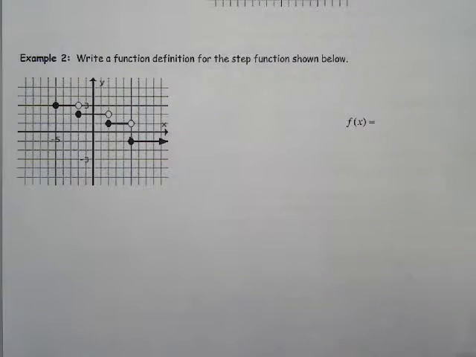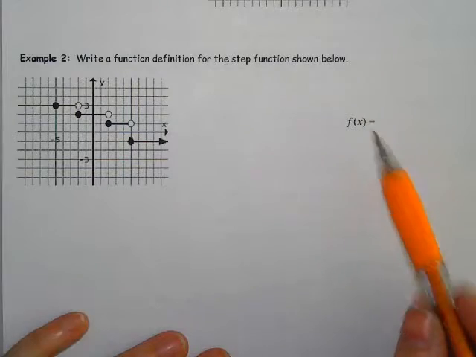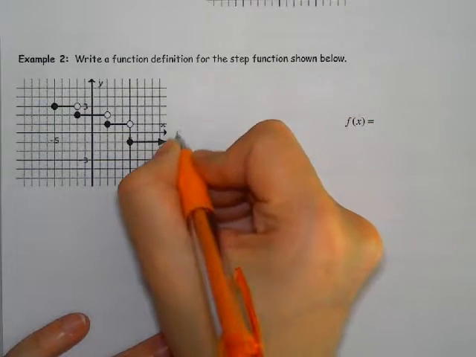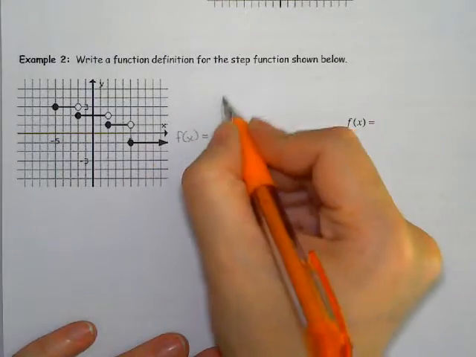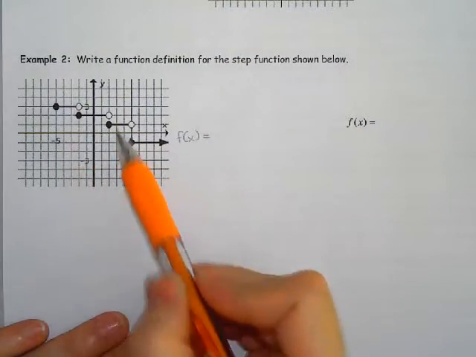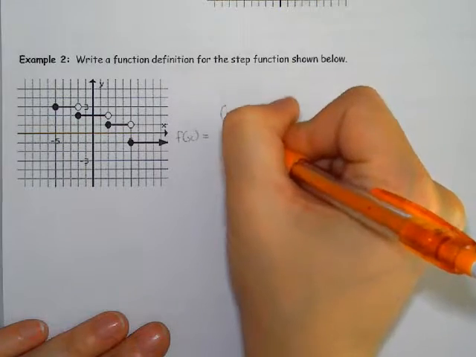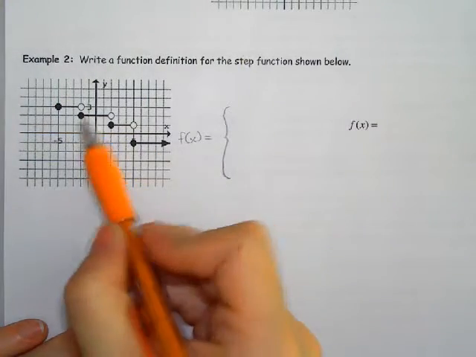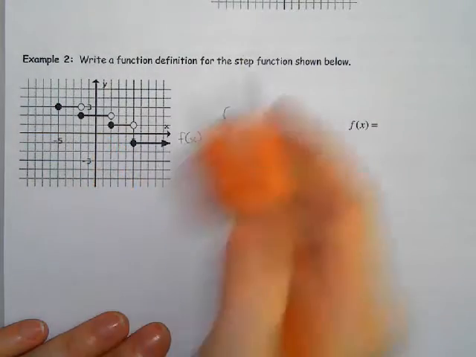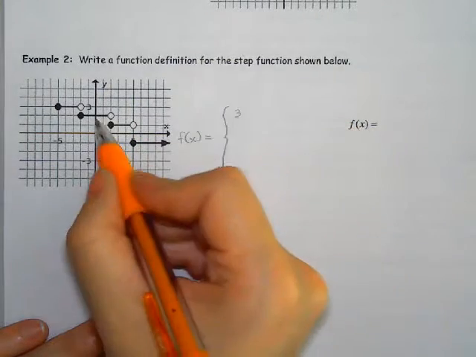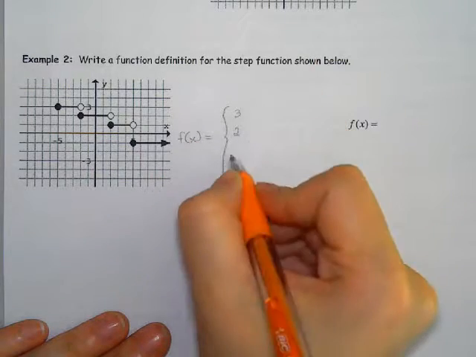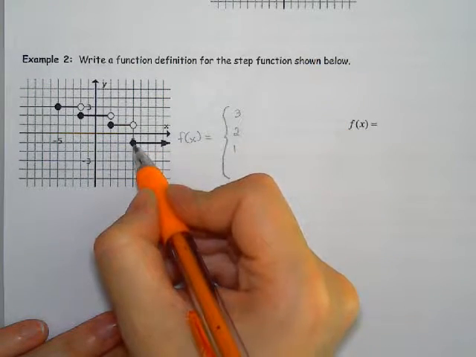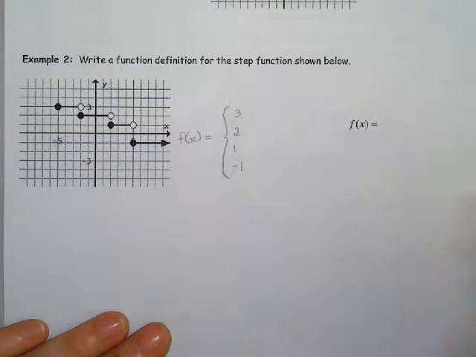So, for example number 2, this f of x is way over here, so I'm going to write it right here because I just want to be able to fit better. I have 4 steps to this. At one of those steps, y equals 3. At the next one, y equals 2. The next one, y equals 1. And the next one equals negative 1.